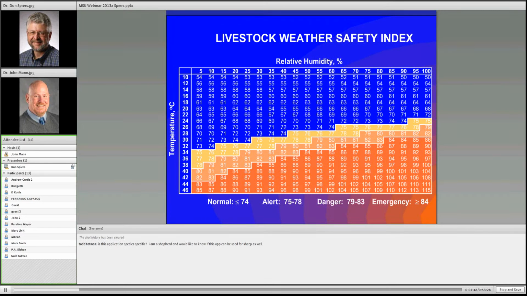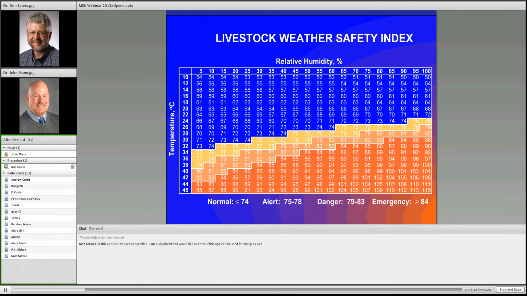The more traditional graph or table that we show is one like this for livestock, where we have air temperature over on the side and relative humidity on the top, and down below in the table we have the indexes, the temperature humidity indexes. What this does is it allows us to put the animals into 4 different categories. We have normal, which is anything below 74 on the THI chart. Alert, which is 75 to 78, danger, 79 to 83, and emergency, anything above 84. Obviously, the things that you need to do for the animals change dramatically as you go from one level to the next. So like I said, this has been around for a long time, 50 years at least.